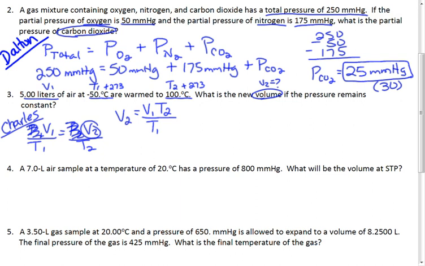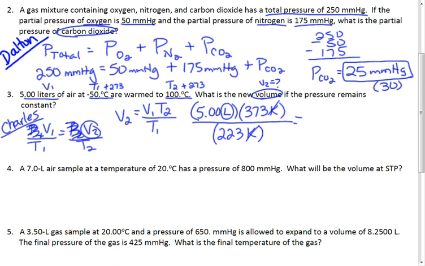So our first volume was our 5 liters. Our second temperature was the 100 plus our 273, gets us 373 Kelvin. Our first temperature was at negative 50, so negative 50 plus 273 gets us 223 Kelvin. Our Kelvin units will reduce, we'll be left with liters, and if we round to two significant figures, because of the negative 50, we end up with 8.4 liters. That would be our second volume.